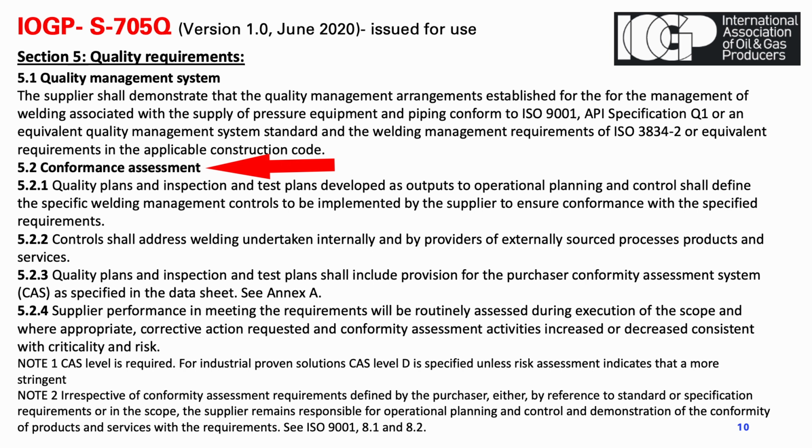CAS level D is specified unless risk assessment indicates that a more stringent level is needed. Note 2: Irrespective of conformity assessment requirements defined by the purchaser, either by reference to a standard or specification requirement in the scope, the supplier remains responsible for the operation planning and control and demonstration of the conformity of the product and services with the requirements of ISO 9001 8.1 and 8.2.